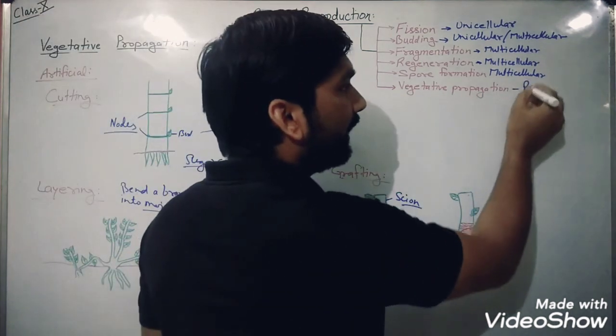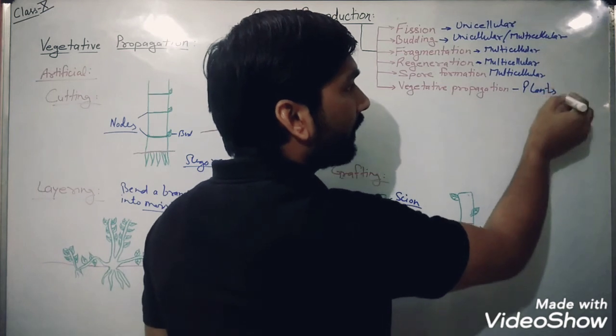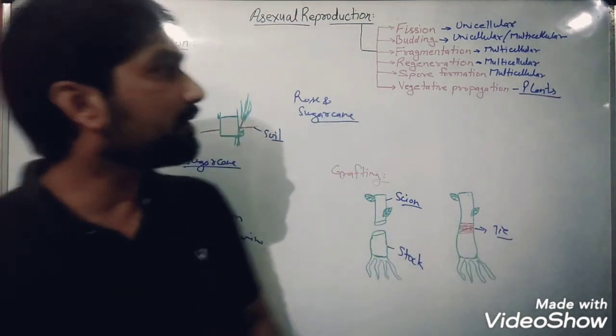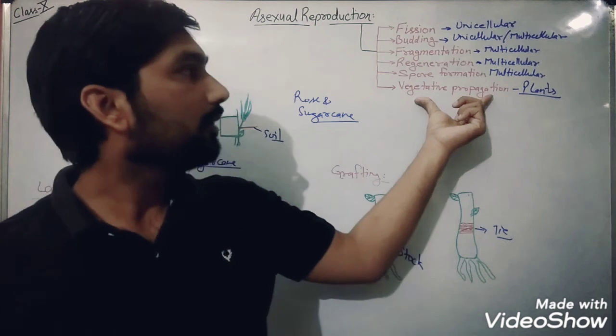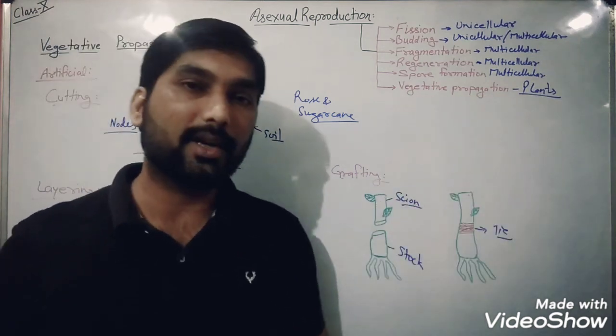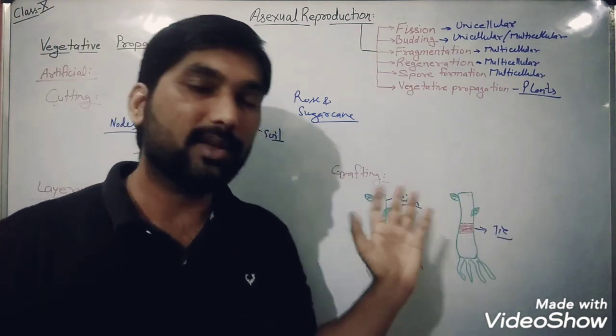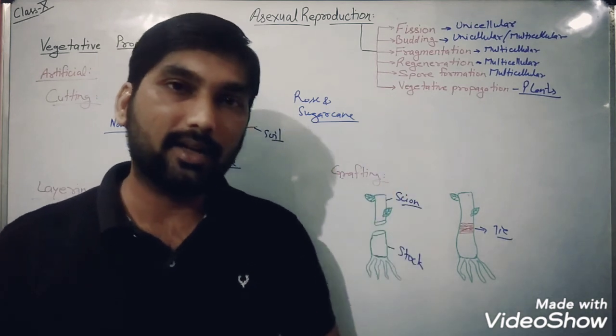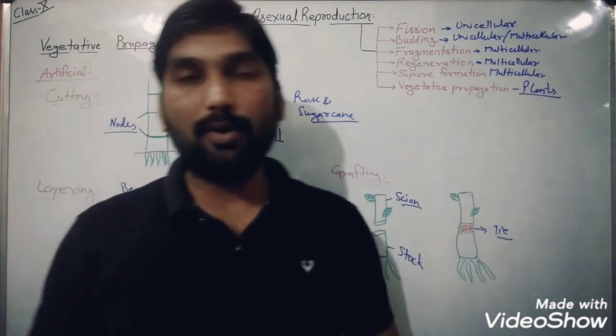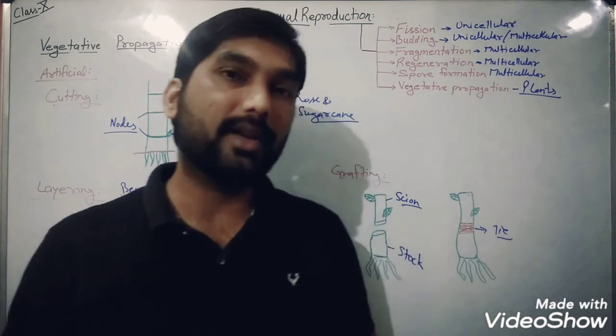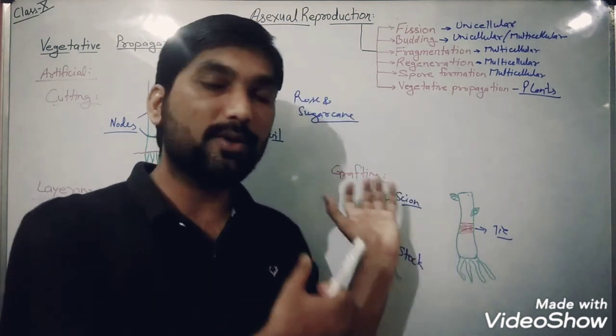So these were all the methods of asexual reproduction: fission, budding, fragmentation, regeneration, spore formation, and finally vegetative propagation, which we can see only in plants, where we have discussed the natural process of vegetative propagation as well as the artificial methods: cutting, layering and grafting.